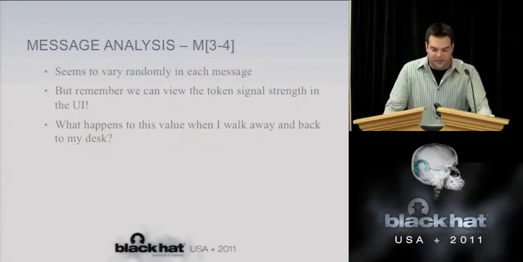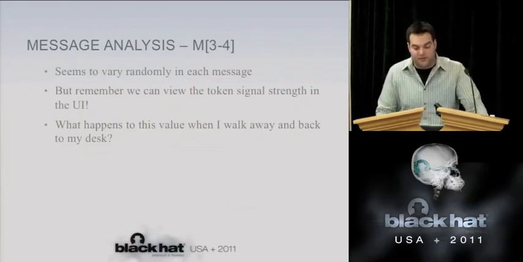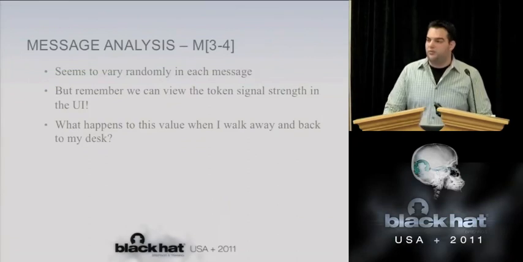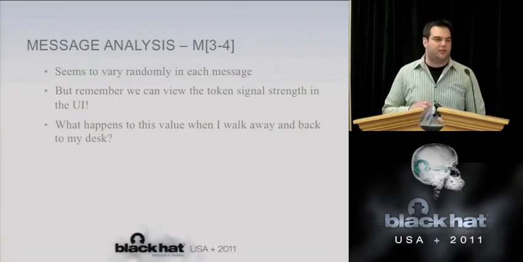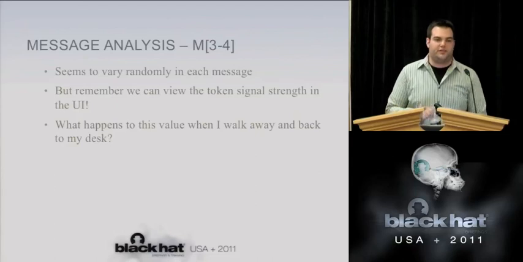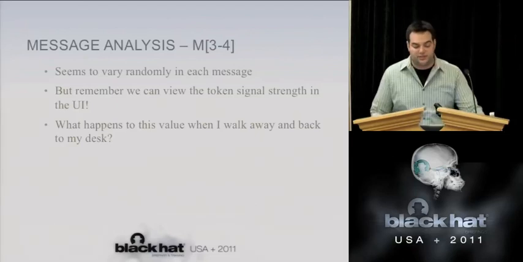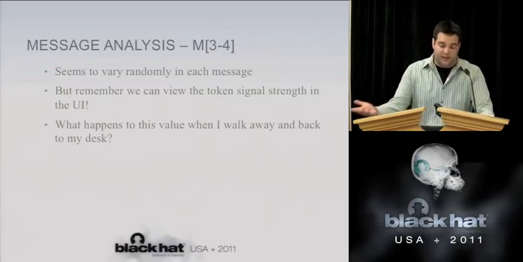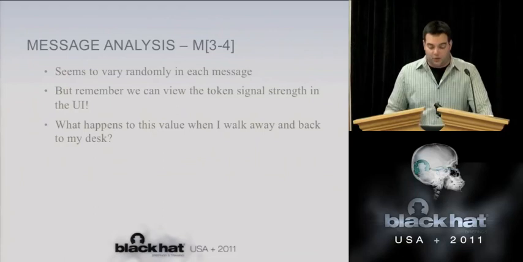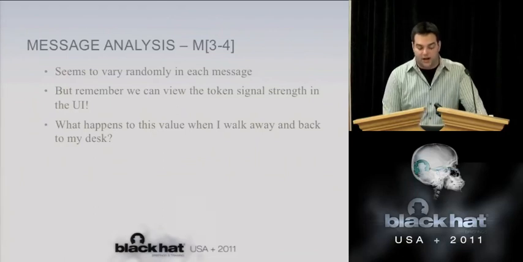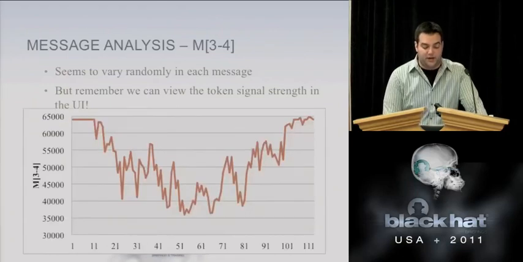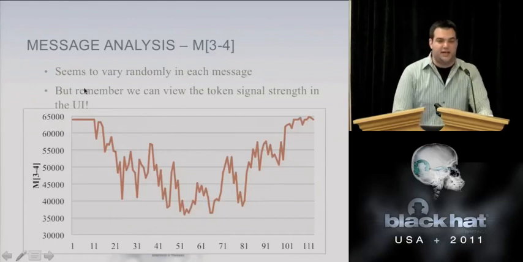In the traffic, they really seem to vary randomly with each message. But one thing to remember is that as part of the UI, we can see the signal strength, and we can set up different lock states for different signal strengths. So to test this, I took this dongle and walked across the office and walked back. What does that value become? And we can see here that what we actually get is exactly that.